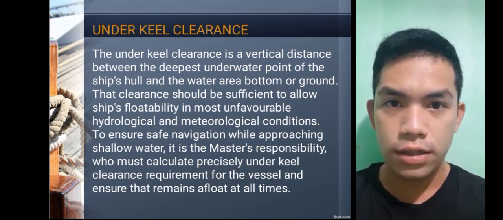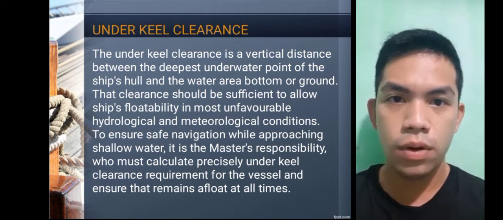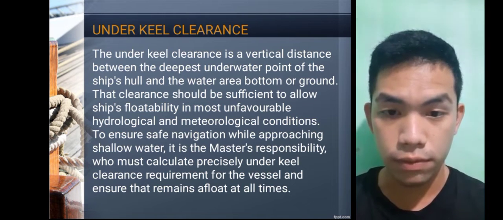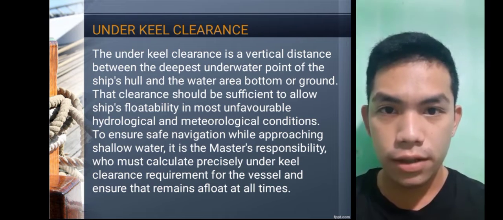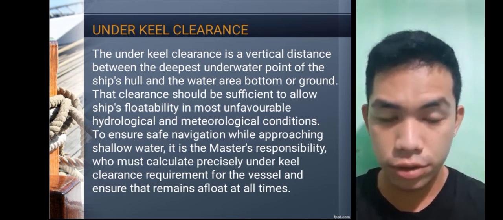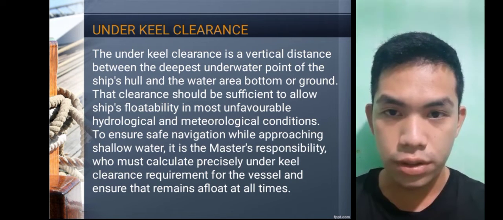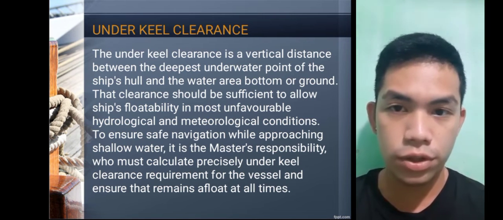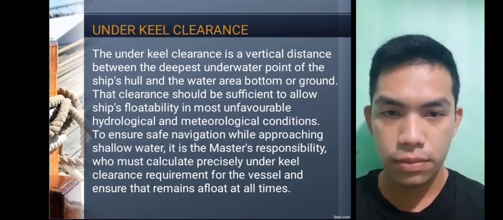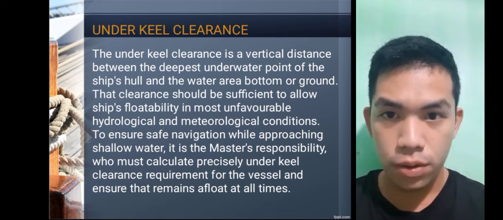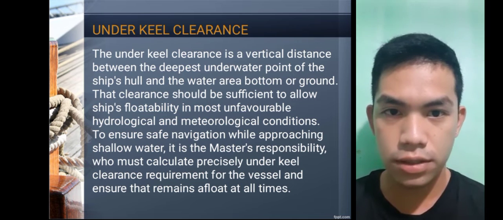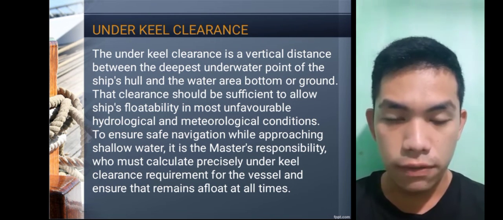Underkeel clearance is the vertical distance between the deepest underwater point of the ship's hull and the water area bottom or ground. That clearance should be sufficient to allow the ship's floatability in the most unfavorable hydrological and meteorological conditions. Underkeel clearance is to ensure safe navigation while approaching shallow water. It is the master's responsibility to calculate precisely the underkeel clearance requirements for the vessel and ensure that she remains afloat at all times.